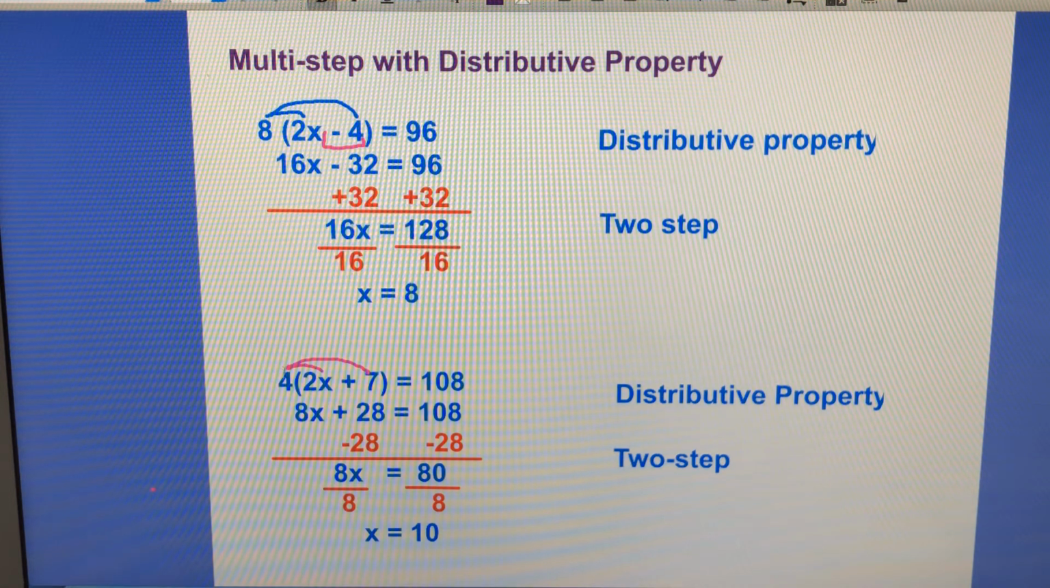Distributive property. 4 times 2x is 8x. 4 times a positive 7 is a positive 28. Subtract 28, divide by 8, x equals 10. So you can see distributive property is actually one of my favorites also, but distributive property is a huge portion of 8th grade math and Algebra 1.